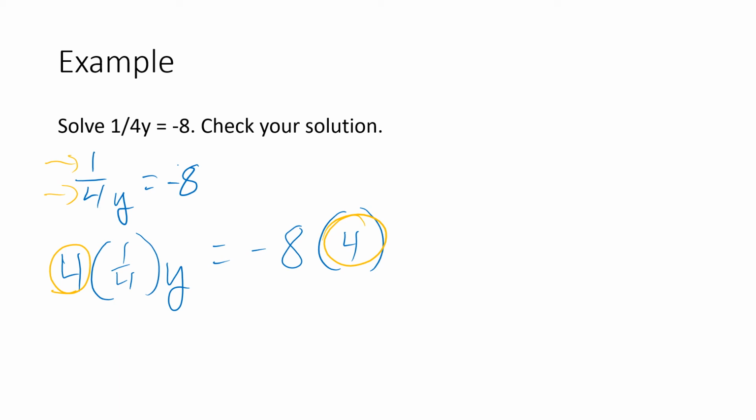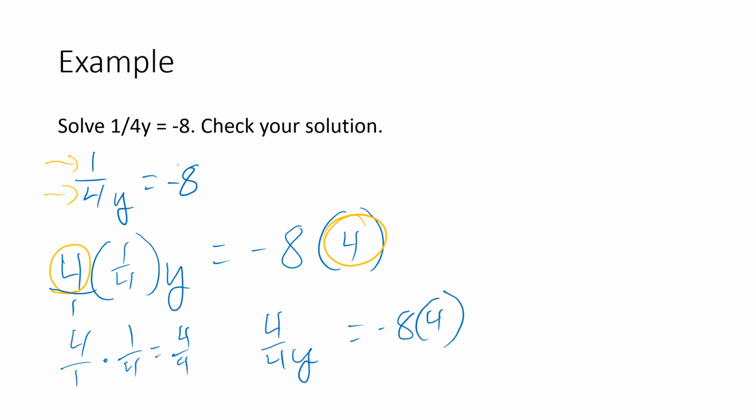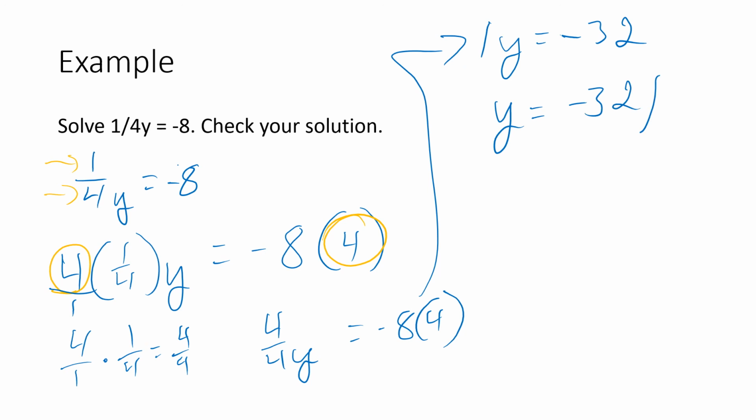Okay? So on this side, remember, we would actually do this, and so we have 4 over 1 times 1 over 4. We multiply those, that equals 4 over 4. So that means that on this side we have 4 over 4 times y equals -8 times 4. Right, and I'm just doing that step here. I'm going to now move that up to here. And 4 over 4 is 1. So now we can write 1y equals, and -8 times 4, well, 8 times 4 is 32. We keep that negative. So that means that y equals -32. And this is our solution.